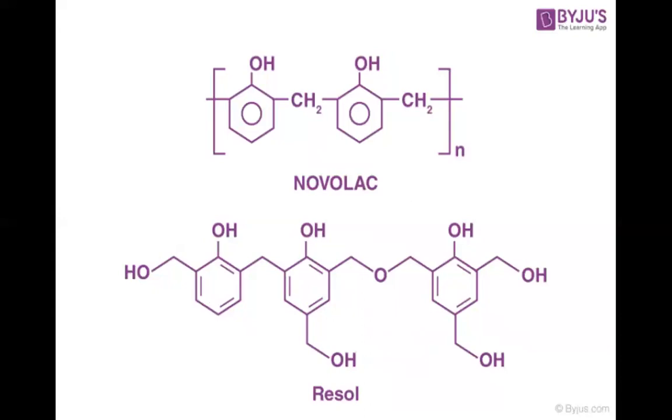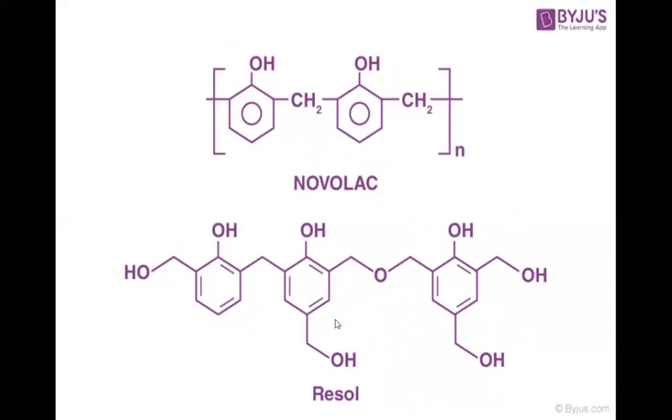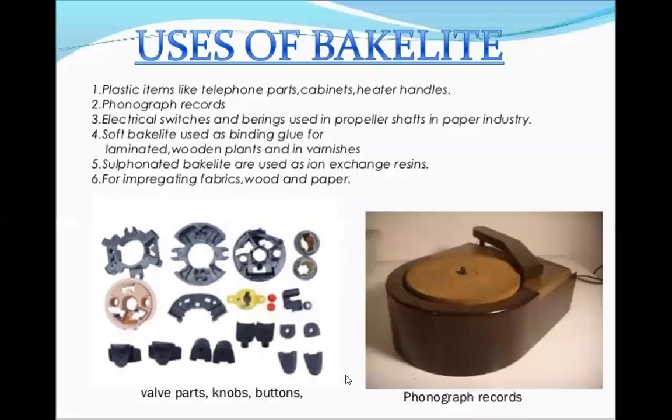This is the structure of Novolac, which is the intermediate product formed in the second step. And this is called the resol. I already told you that in the second stage, two products will be formed if it is heated. One is Novolac and another is resol.